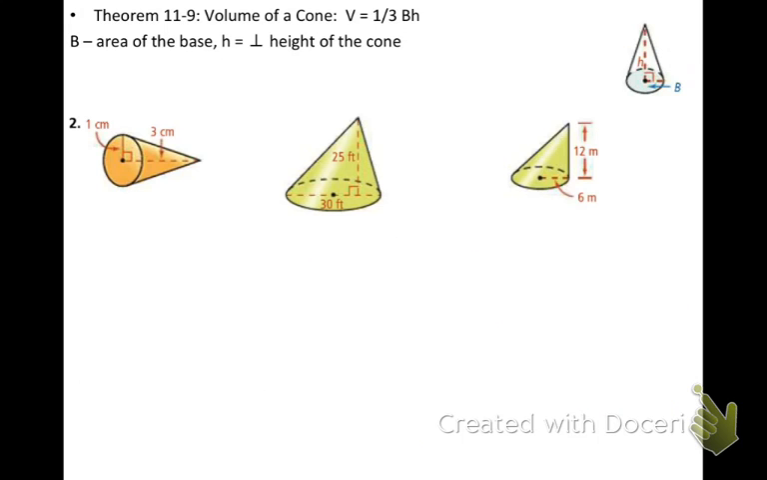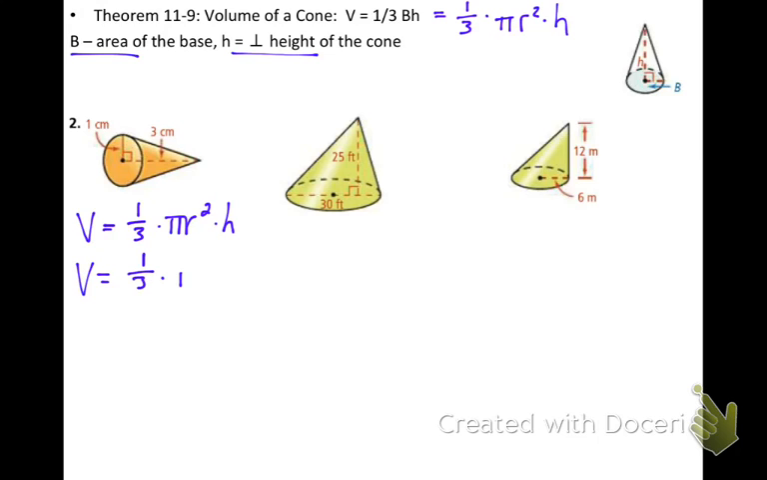I'm going to keep going through. Volume of a cone. Again, I'm still with 1/3 times my base times my height, so it just ends up being 1/3 times pi r squared times my height. Again, my height is still my perpendicular height. B is still the area of my base. So volume is equal to 1/3 times pi times 1 squared times my height, which is 3. I throw that all in my calculator, I get 3.1 centimeters cubed.